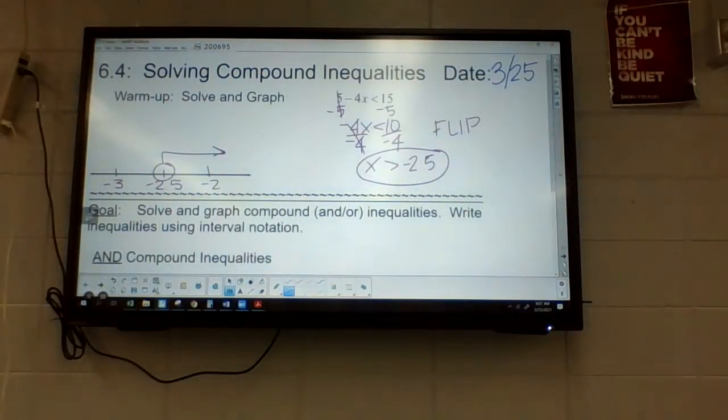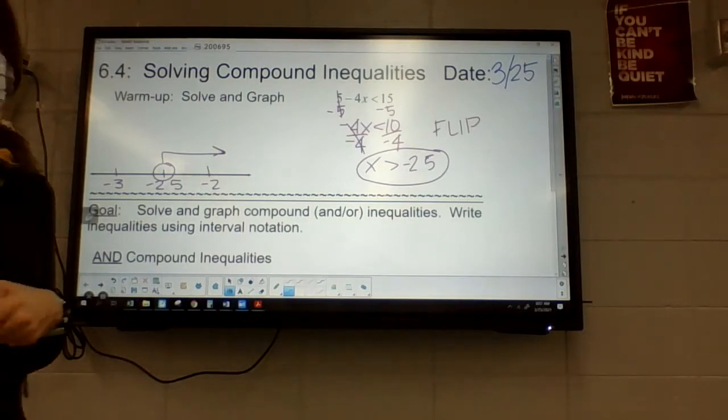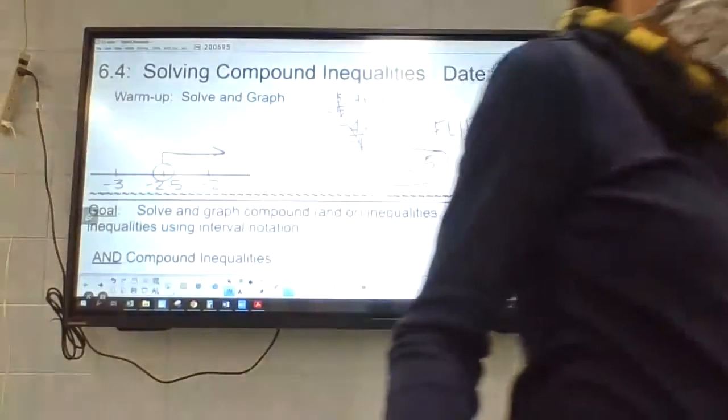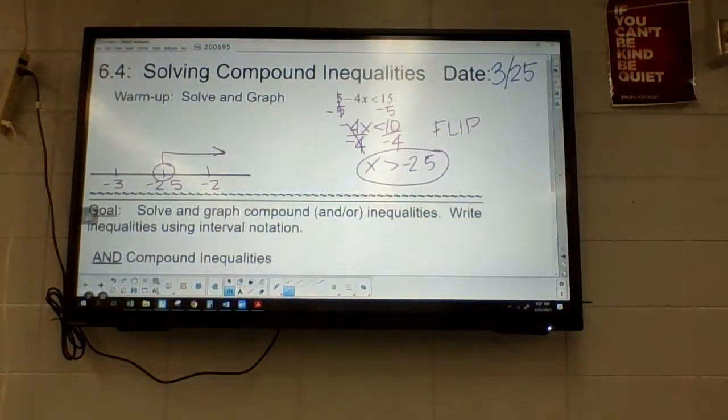All right, so we're going to talk about today our compound inequalities. It's really not that much more difficult. It just requires that you're a little bit more organized maybe. So you want to make sure that you're staying nice and neat and lined up when you do things.